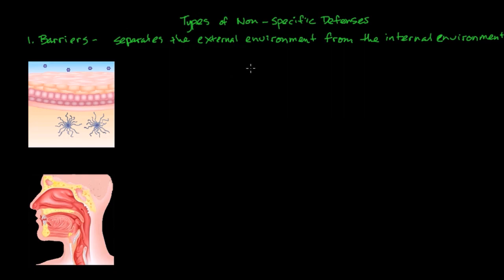The first type of barrier is the skin. And in this illustration here, this represents the skin. These structures here represent pathogens. And as long as the skin remains intact, these pathogens can't get in.